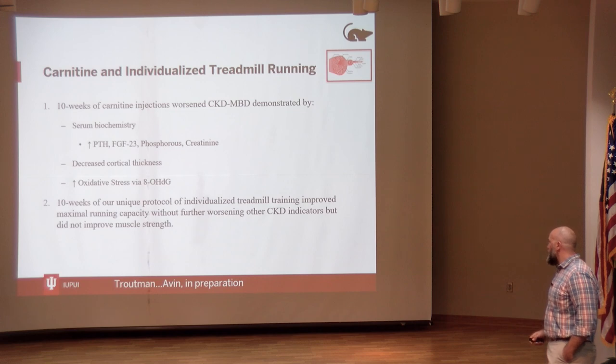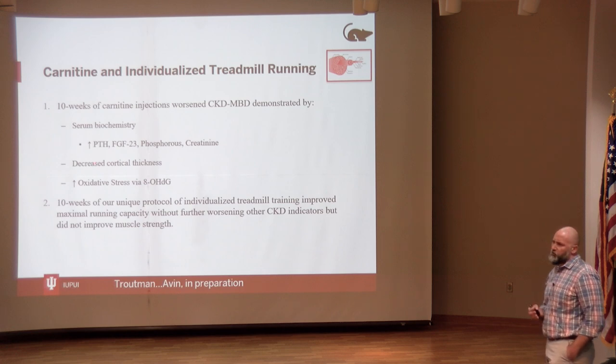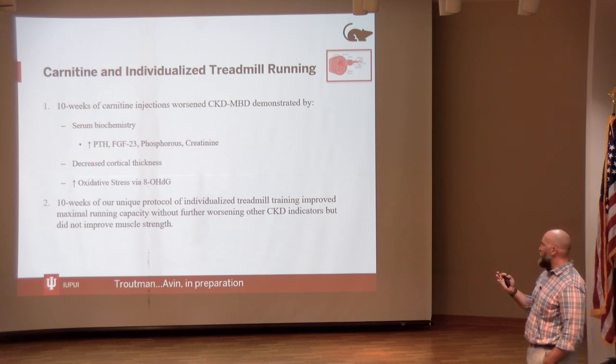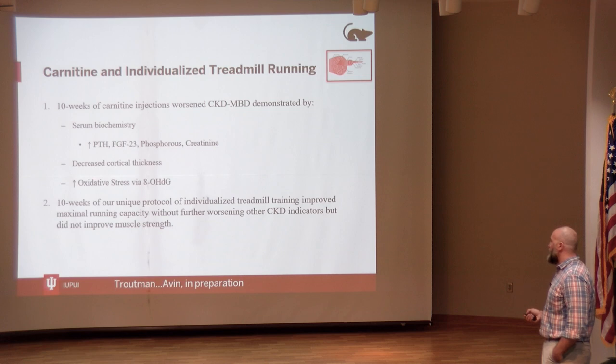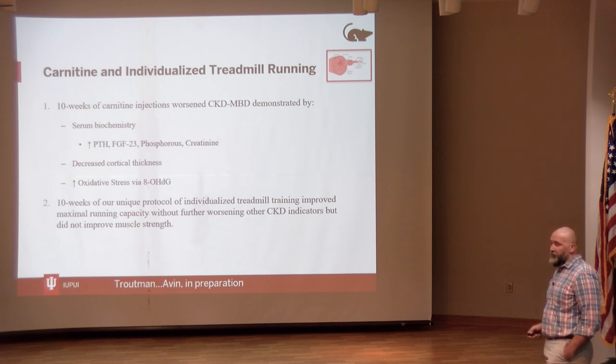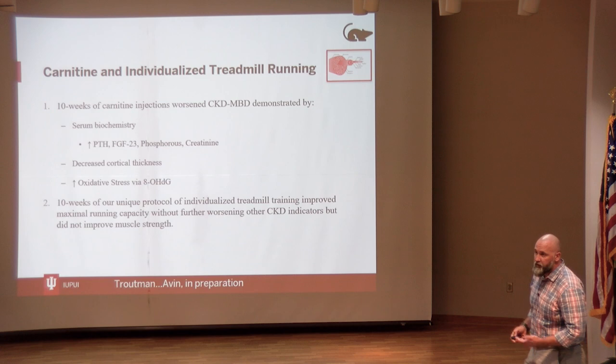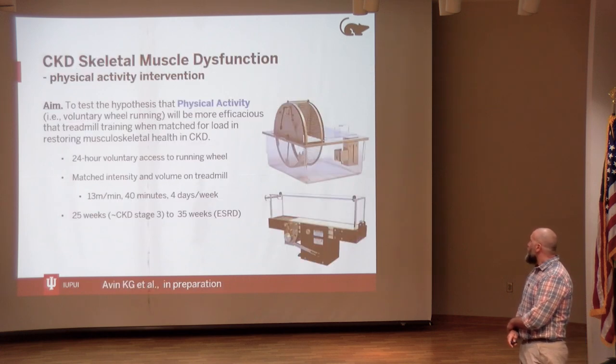So 10 weeks of carnitine injections worsened CKD-MBD through increases in serum biochemistry. It did decrease cortical thickness, but it was only one outcome amongst multiple bone parameters, and it increased oxidative stress. Our individualized treadmill training protocol improved maximal running capacity, but it didn't make things worse, so that was good. We didn't have increased muscle catabolism or breakdown.